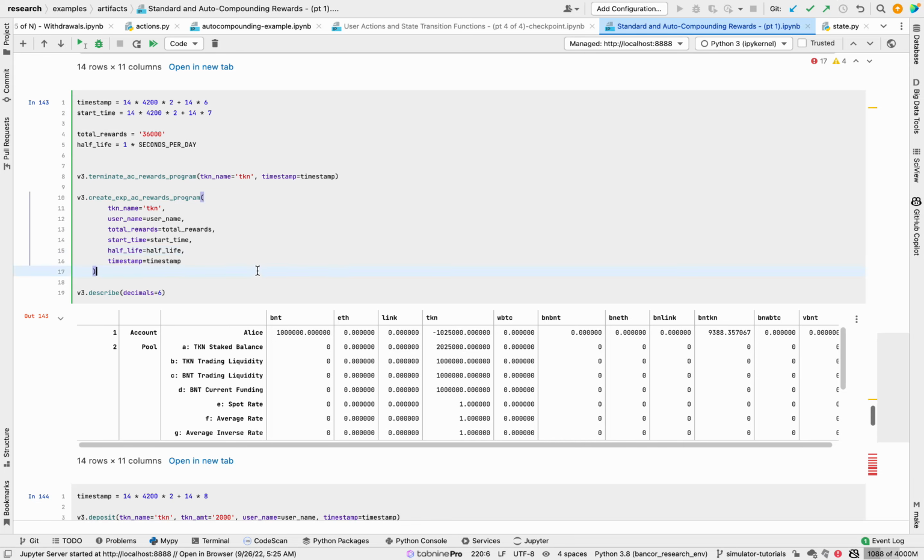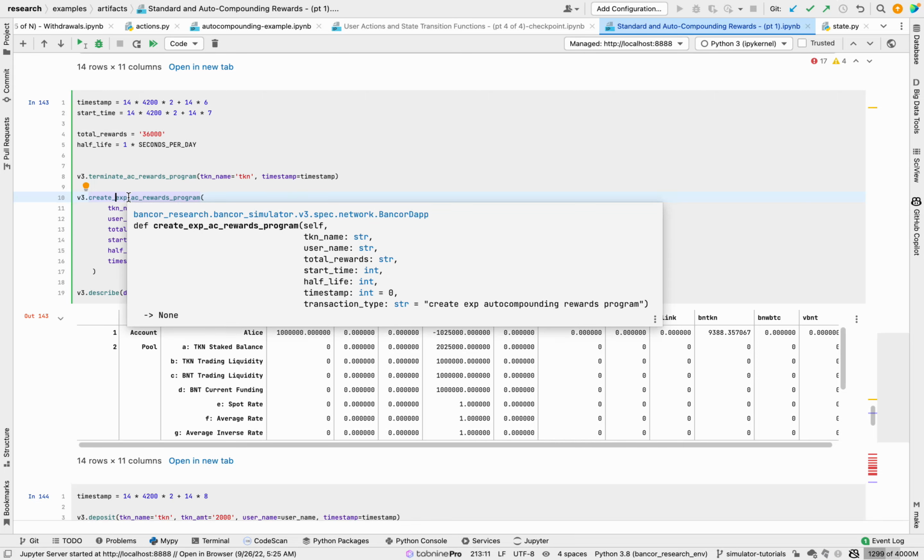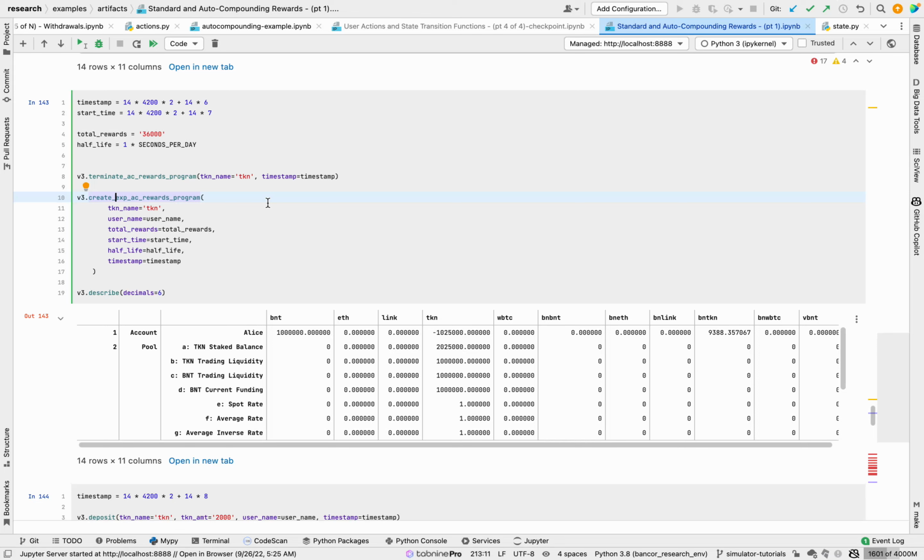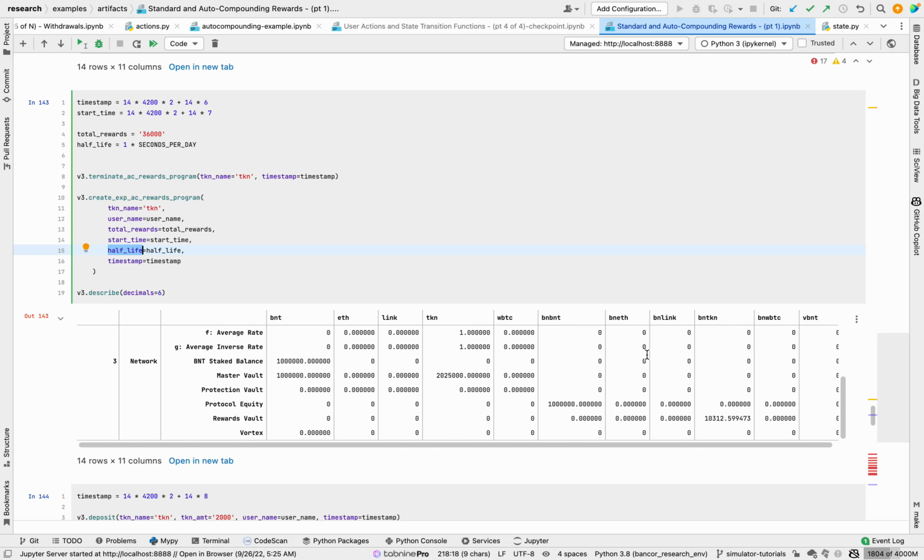Okay, there we go. So now you can see the last one we called was create flat AC rewards program. This one is create EXP for exponential. Otherwise, the inputs are similar. We have this term called a half-life, and that comes from the equation that Mark was just discussing previously. So maybe that needs just a brief comment.